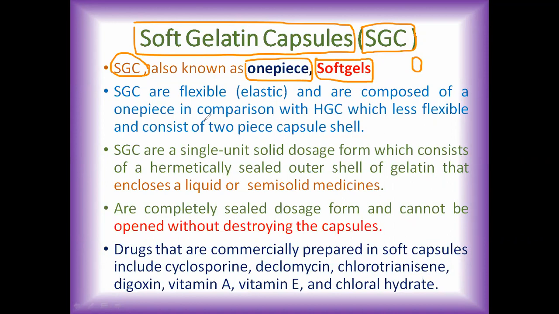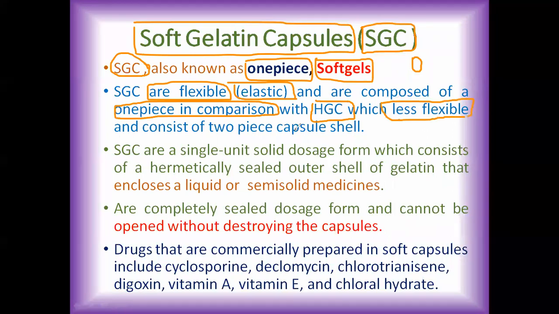Now, the name itself says they are soft in nature. Apart from that, they are flexible. It means they are elastic and are composed of one piece, compared to the hard gelatin capsules, which are less flexible in nature and which consist of two-piece capsule shells, which include body and cap.